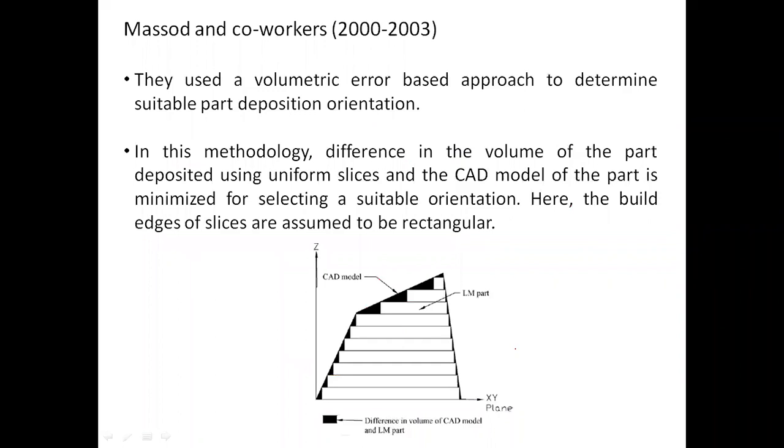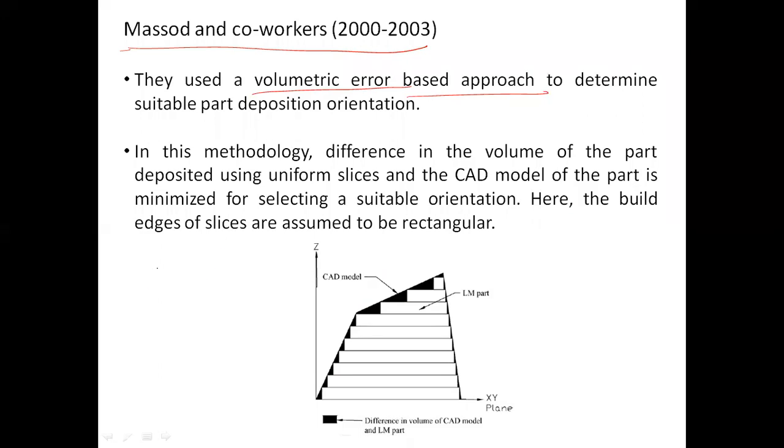So another research work, which was based on the primitive approach that you saw during the CAD solid modeling, that is primitive instancing, was done by Professor Masood and his co-workers. They published a series of papers from 2000 to 2003, and their approach was actually called the volumetric error-based approach. It's a very simple approach.